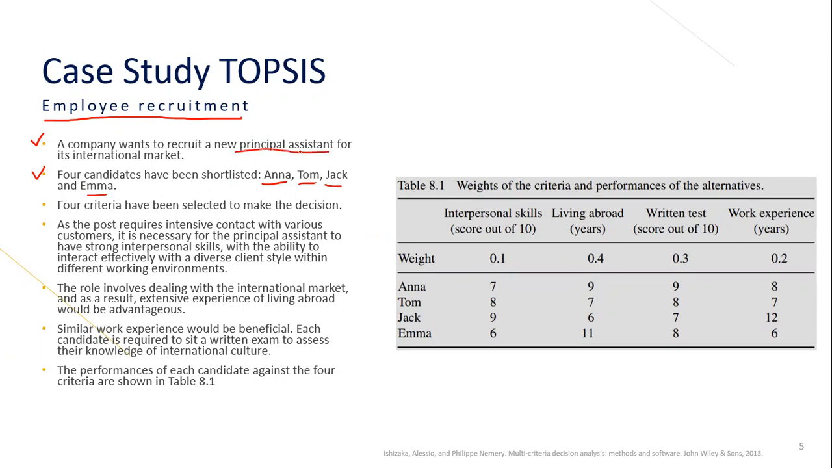These employees are called Anna, Tom, Jack, and Emma. How do we decide from these four employees which one is going to be the best? Which one is going to be selected as the new principal assistant? Here, we will determine four criteria to make the best selection. What are those criteria?